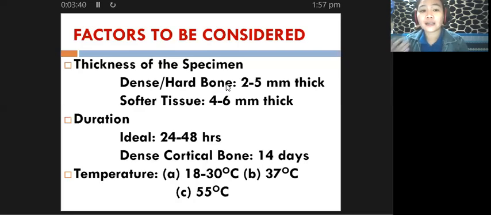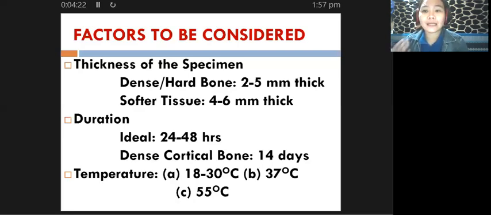Since dense or hard bone samples are harder to penetrate, you have to make them thinner compared to softer tissues. For softer tissue samples, the required thickness is 4 to 6 millimeters. Another factor that we have to consider is the duration of the decalcification process. The duration depends upon the density or compactness of your samples.